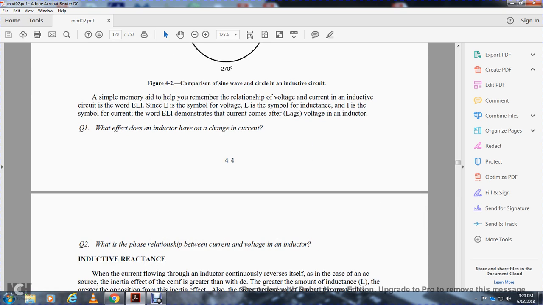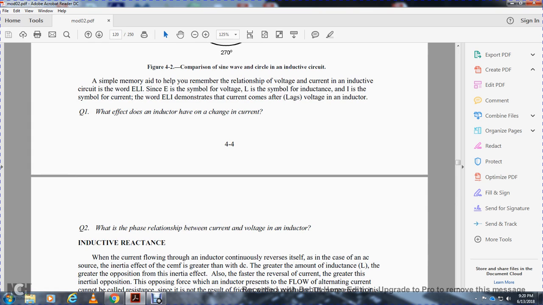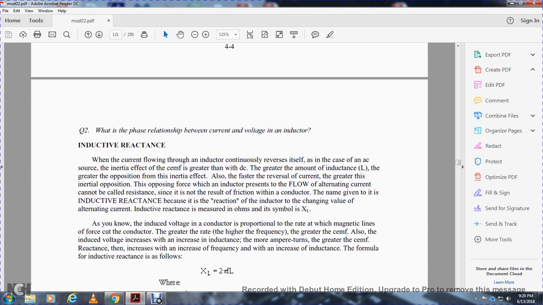Also remember that the current lags the voltage in an inductor. When the current flow in the inductor continues to reverse itself, as for AC, there is an effective counter force, EMF, greater than with DC. The greater the amount of inductance, the greater the opposition effect. The faster the reversal of the current, the greater the inertial opposition.